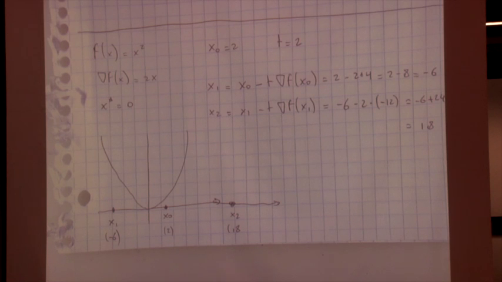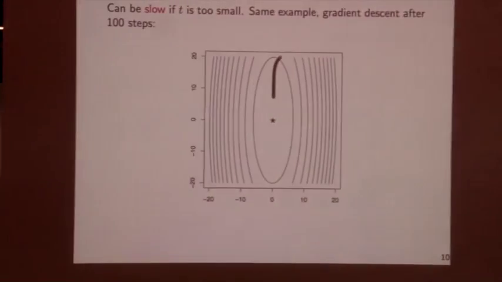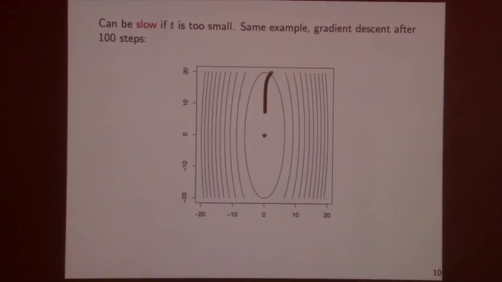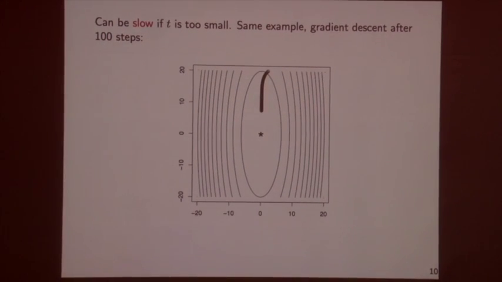On the other hand, if you take the step size to be too small, the problem is that, of course, you're converging to the global minimum, but it's taking you too long to get there. So this is, for instance, the same example with the same function after 100 iterations of gradient descent. We are very far from having reached the global minimum.